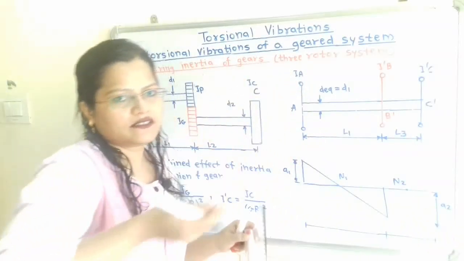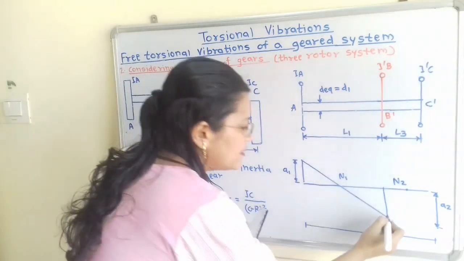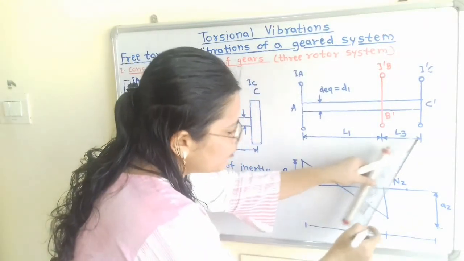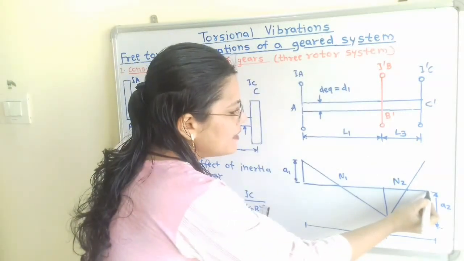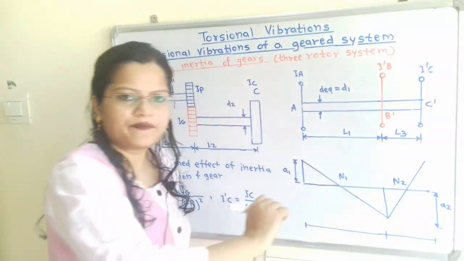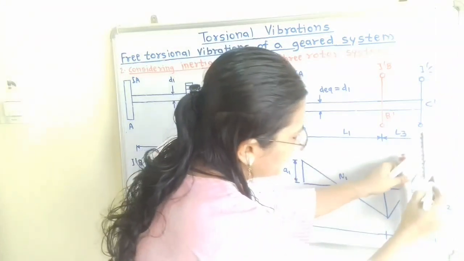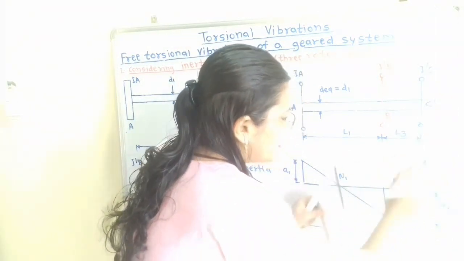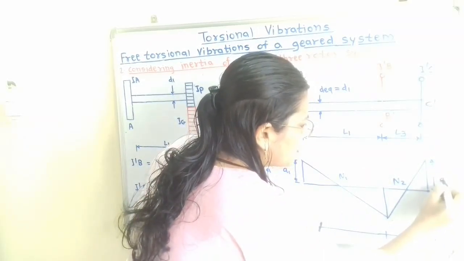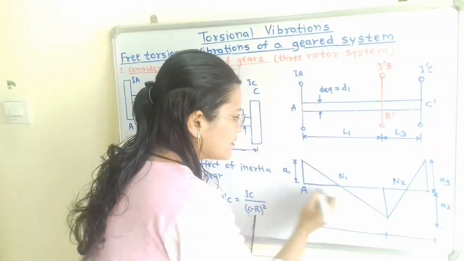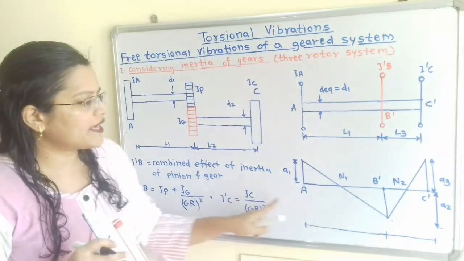Now the next node is N2, in between B dash and C dash. Again this end point of A2 we have to join with N2 and extend this. Again at this position, here is the amplitude of C dash. So we have to connect this line with this point. Here is the amplitude A3. Here is A, here is rotor B dash and here is rotor C dash. So this node diagram is completed.